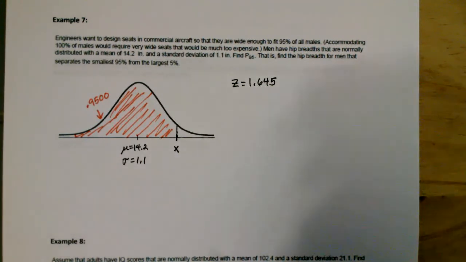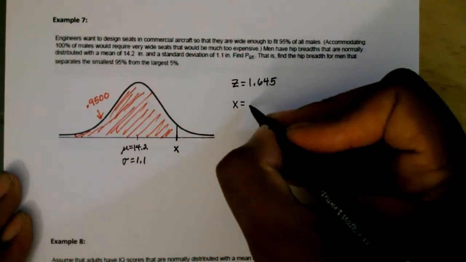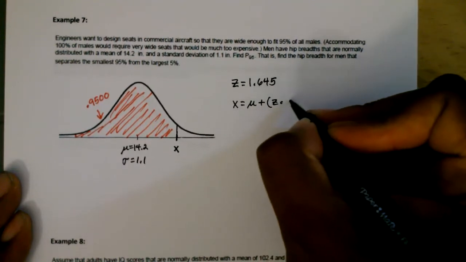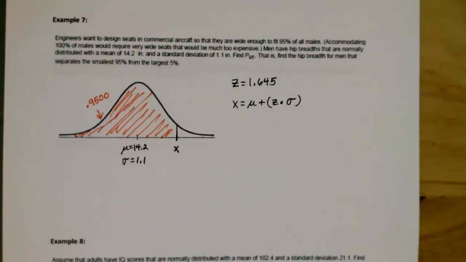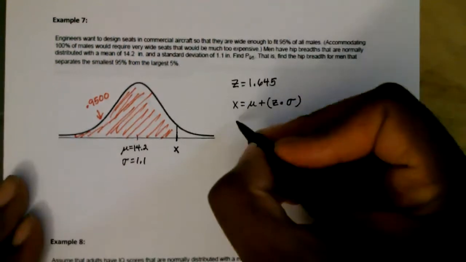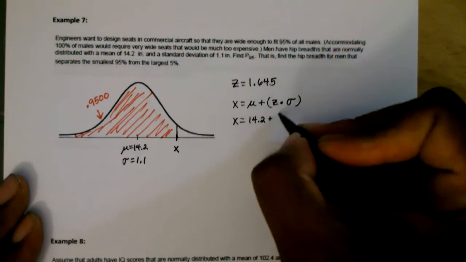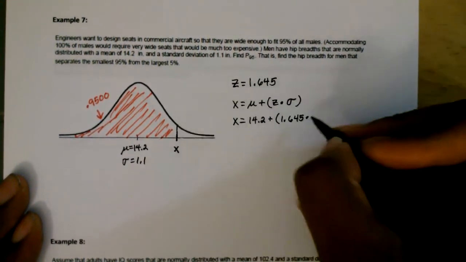And now we can find out what x is using x is equal to mu plus z times sigma. z is the z-score, sigma is your standard deviation, and mu is the population mean. And our mu is 14.2, so we just substitute 14.2 plus z, which is 1.645, times sigma, that's 1.1.